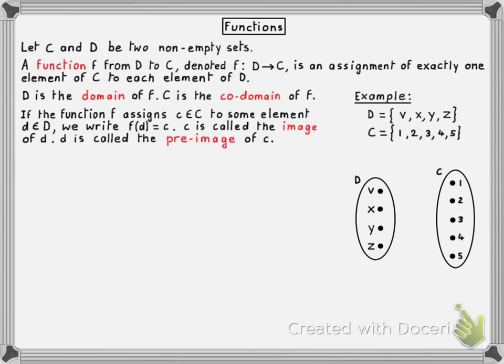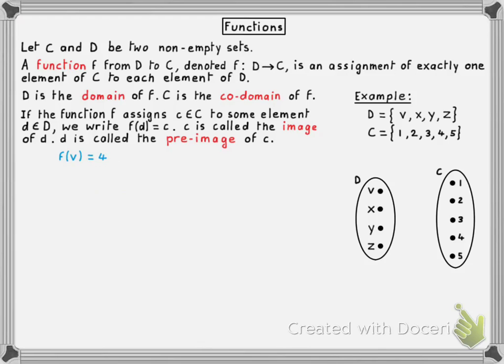So let's see how we represent this for our example. If, for example, f of V is equal to 4. Notice V is an element of the domain, 4 is an element of the codomain. The function goes from the domain to the codomain. And in this particular example, we assume that V is associated with 4, which we represent with this notation.